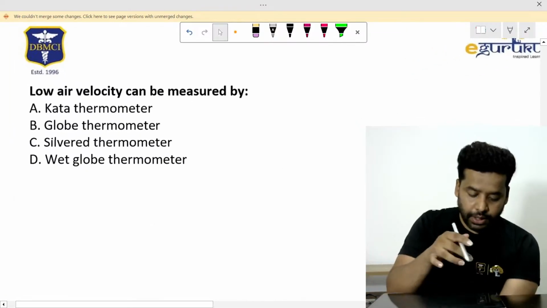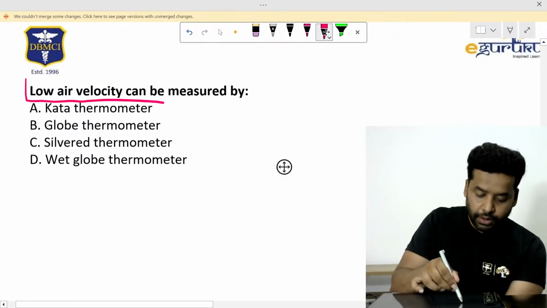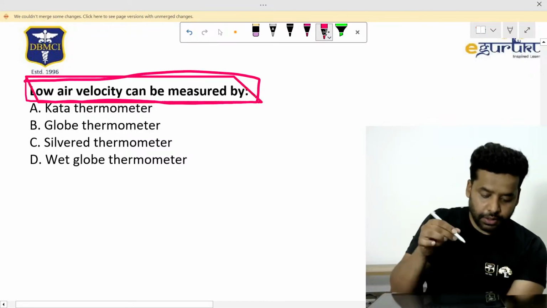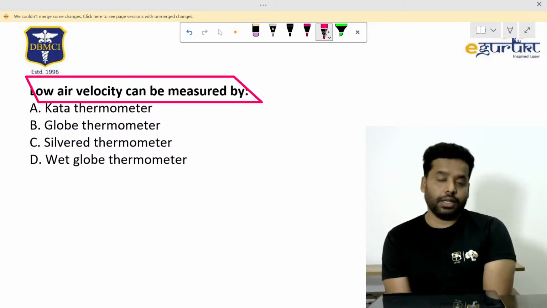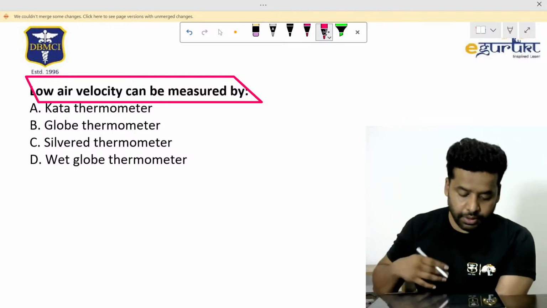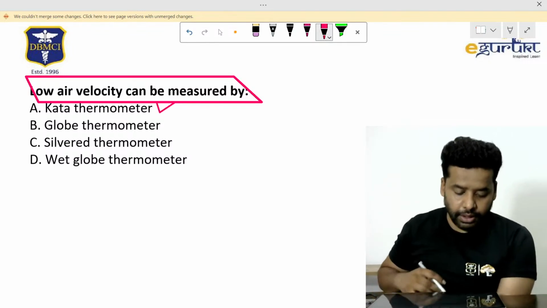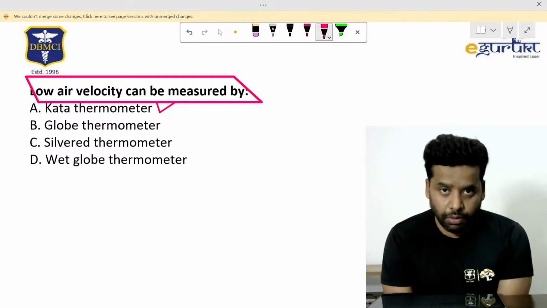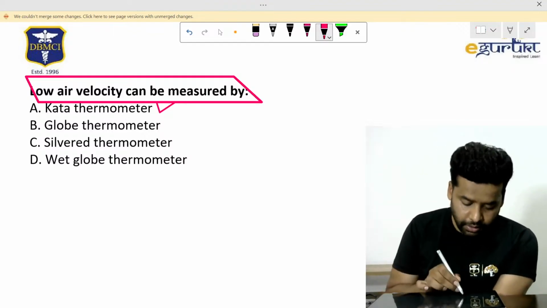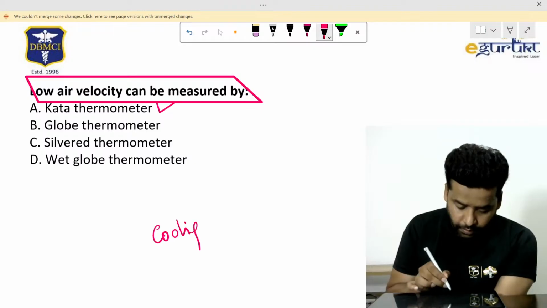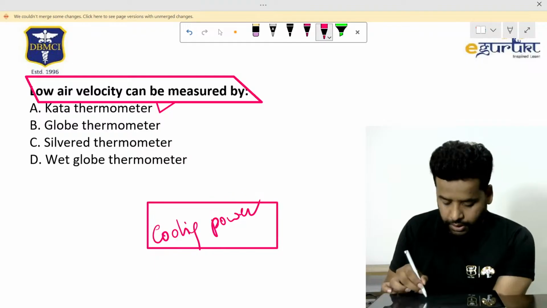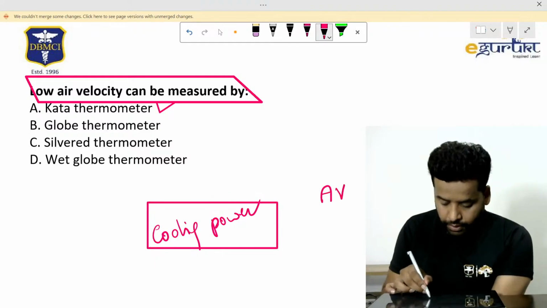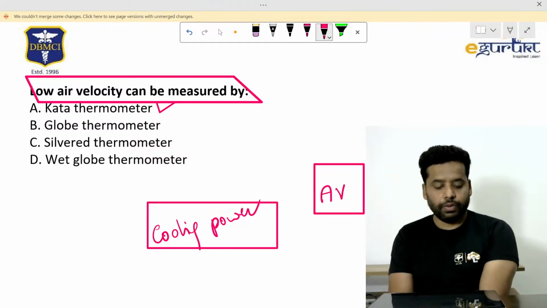Low air velocity is measured by which instrument? They are fond of this question. Usually they will ask about the anemometer and the kata thermometer. The answer for this question will be the kata thermometer. Initially it was used for the cooling power of the air. Now it is used for air velocity, for low air velocity.